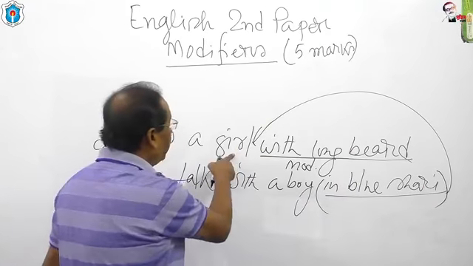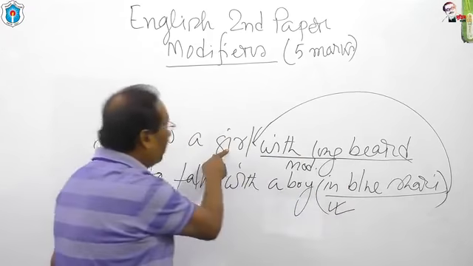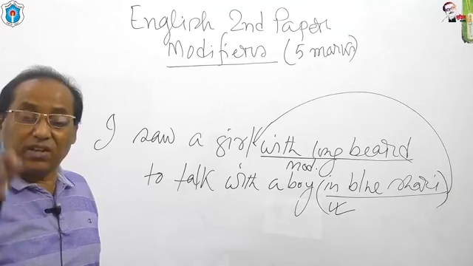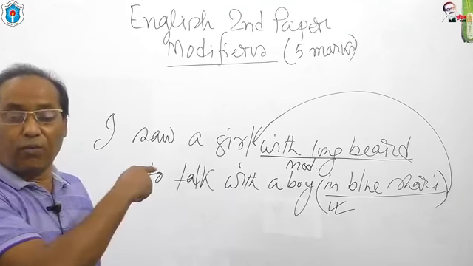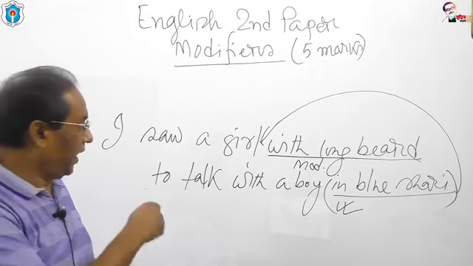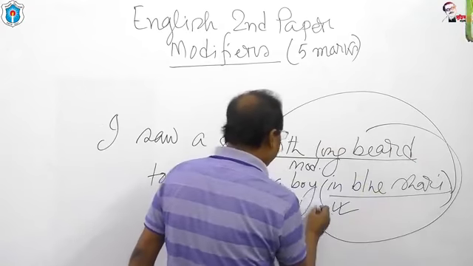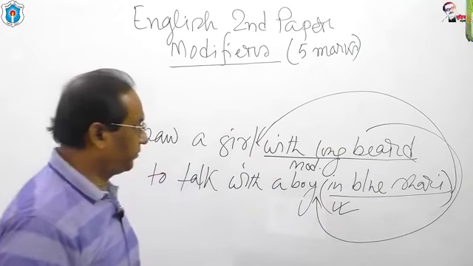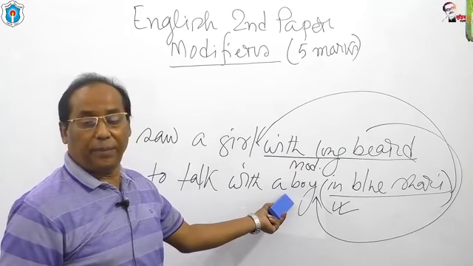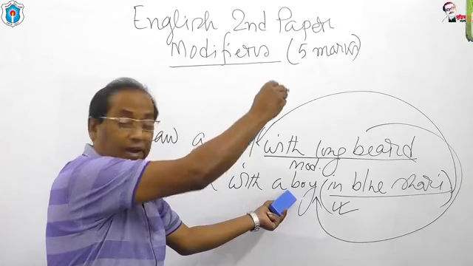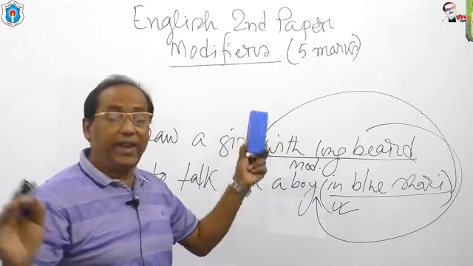use in blue sari next to the girl, because this modifier modifies girl. You must use your modifier just close to the word you modify. Okay, and take with long beard after the boy. That is, with long beard modifies the boy. ছেলেটির দাড়ি লম্বা ছিল. It is correct. Okay, মেয়েটি ছিল নীল শাড়ি পরিহিত.